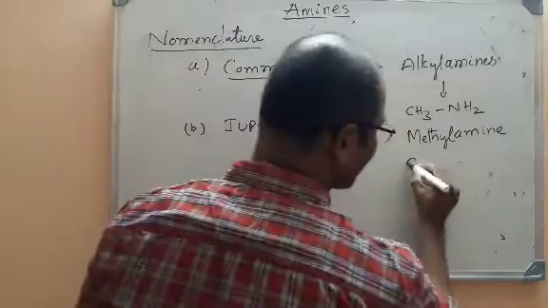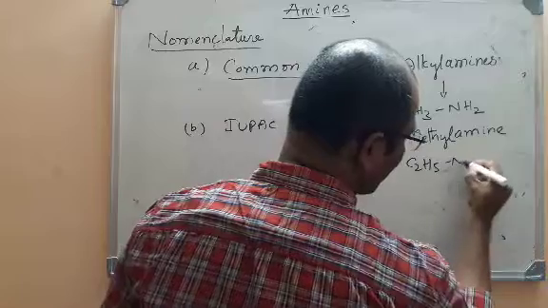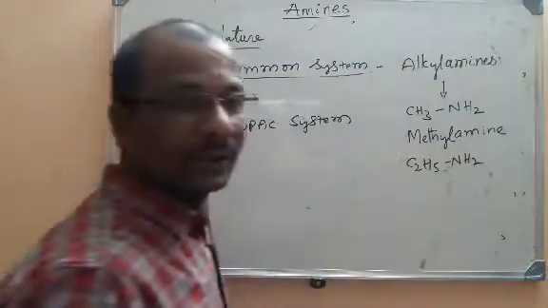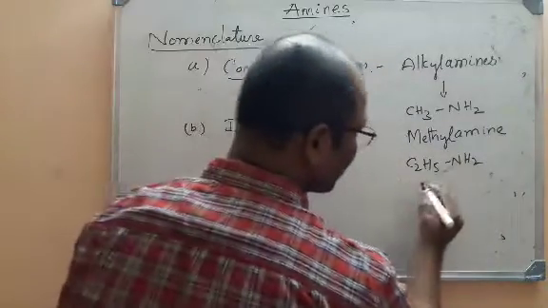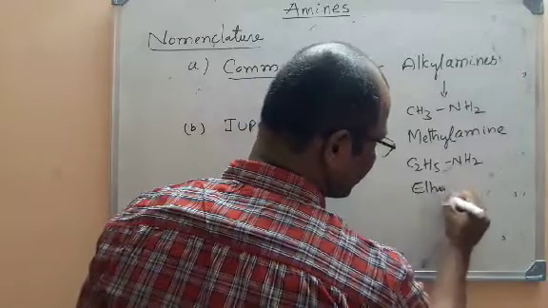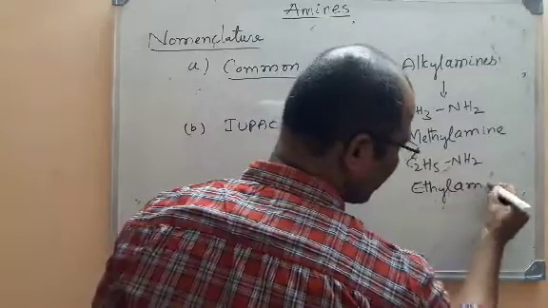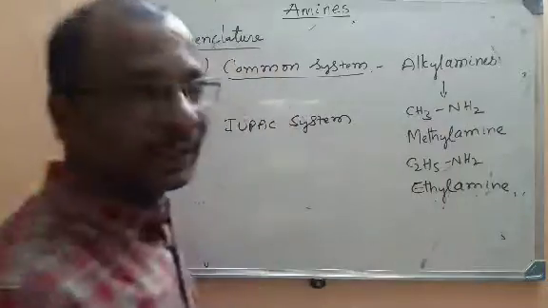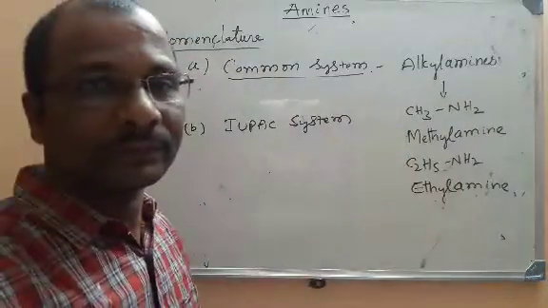Now let us write one more amine. C2H5NH2. Here the alkyl part is ethyl and it is followed by the word amine. This is the common name of this molecule, ethyl amine.